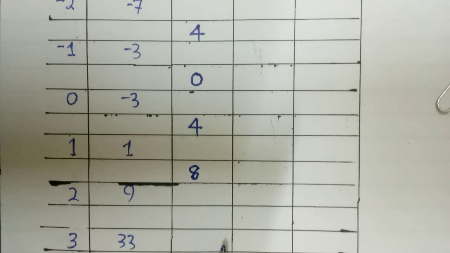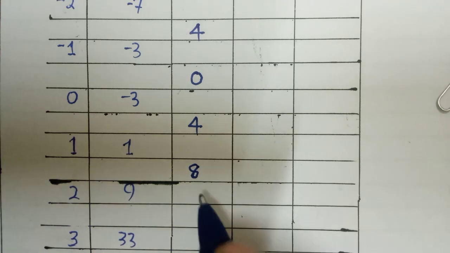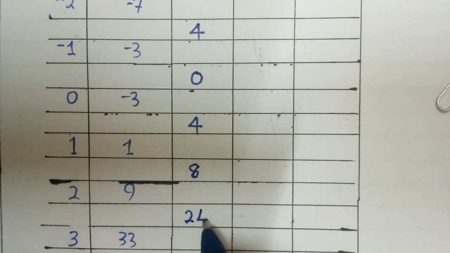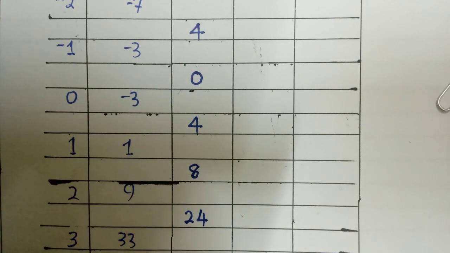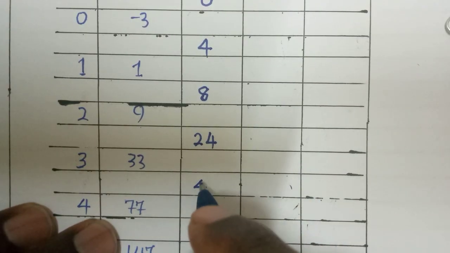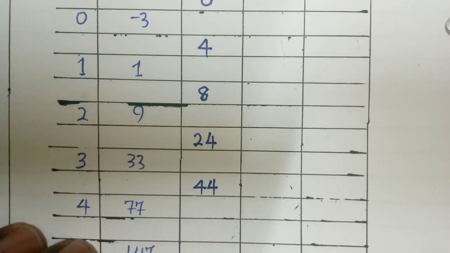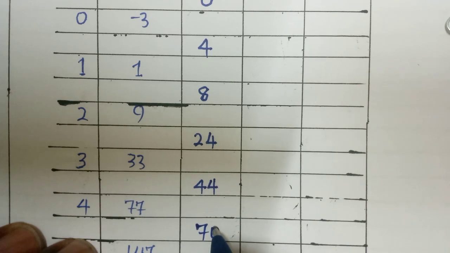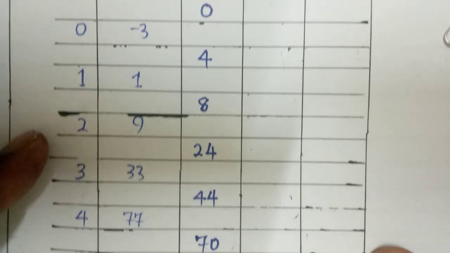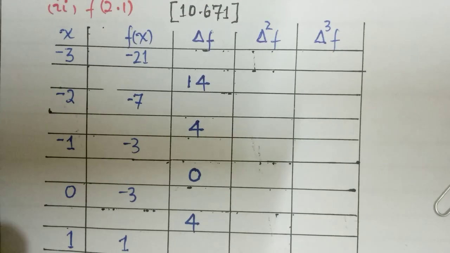Then we come to 33 minus 9. That will give us 24 there. Then we have 77 minus 33, which is 44, like that. And then 147 minus 77, which is now 70. So guys, that is how we fill the first column. Coming to the next column, guys, we still do the same thing.